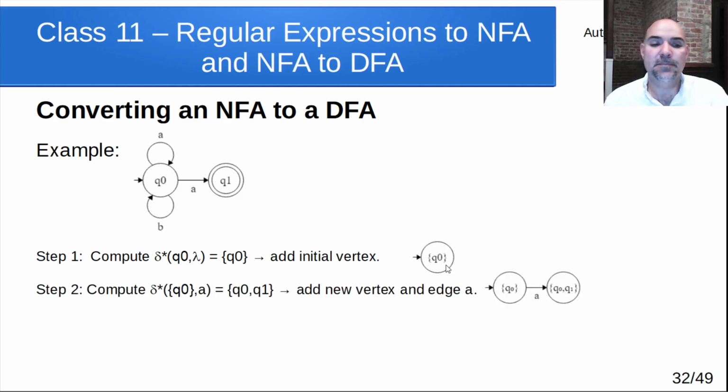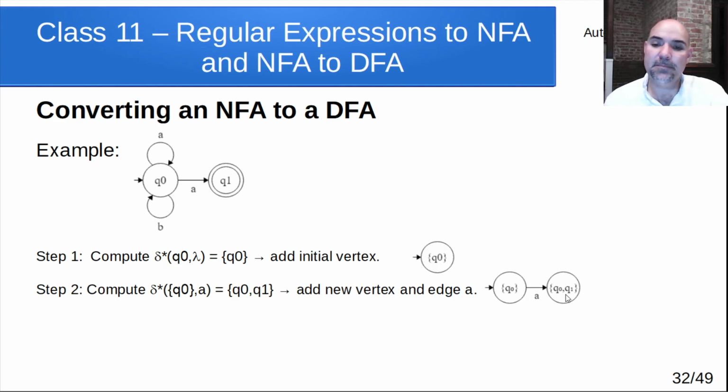Now, step two, we say for any edge that's missing, well, Q0 does not have an A and it does not have a B, so let's start with A. So we say from the set Q0 on an A, where can I get? So looking at our NFA again up here, Q0 on an A can go back to 0, or on an A it could go to 1. So I could be in 0 or 1. So that's the set 0 and 1 is the output of this. And then I don't have a vertex labeled 0 and 1, so I make one, and I connect from 0 where I was on A through to 1.